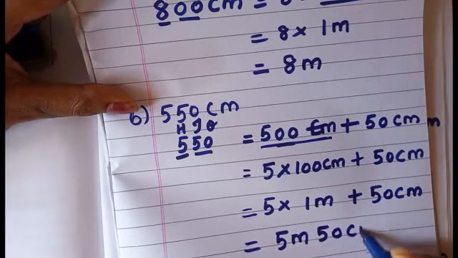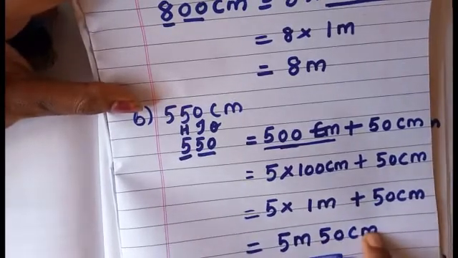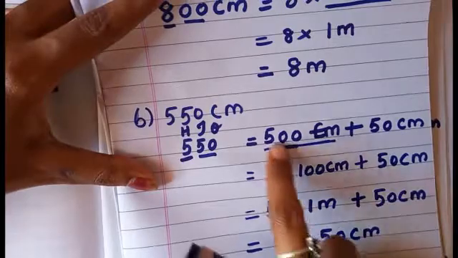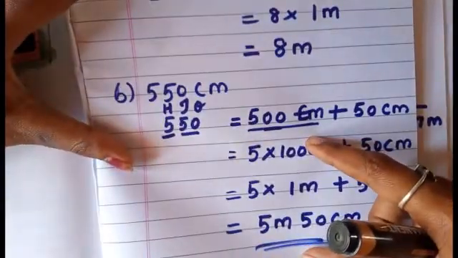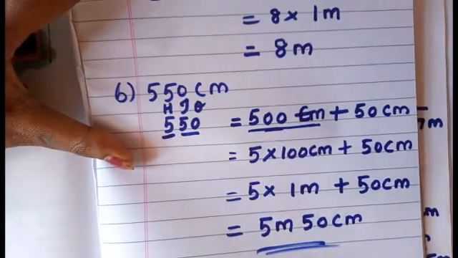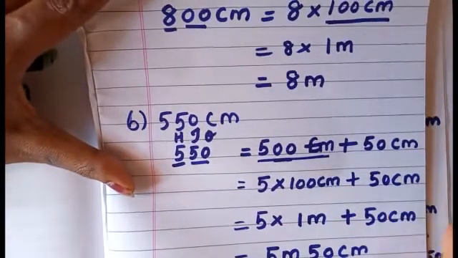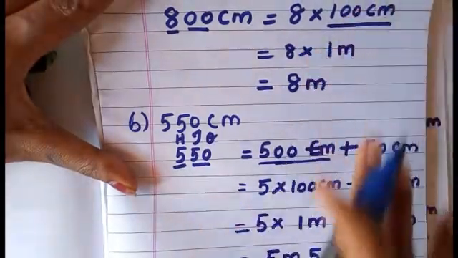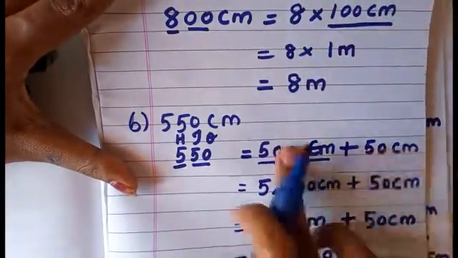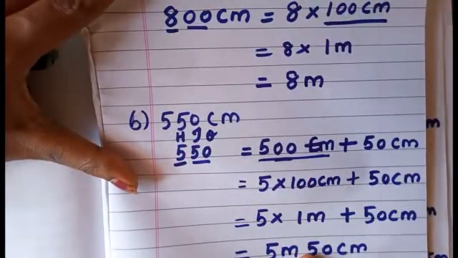Write 50 centimeter. So what is the answer here? 5 meter 50 centimeter. Okay, you have to split like this and do the same step here. Then this 50 you have to write like this. Understood? Now everyone understood how to convert centimeter into meter like that. Two models are there, but the two models is very easy, because if you split this one, it will be very easy like this model. Okay, understood? Yes. Then see the next one.